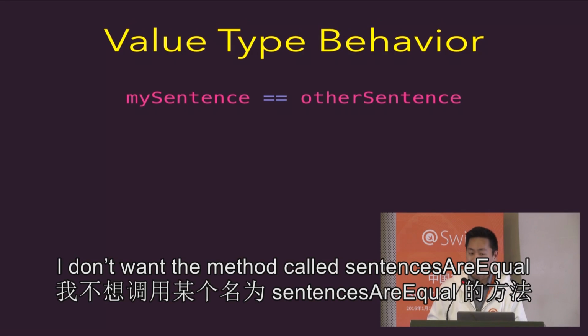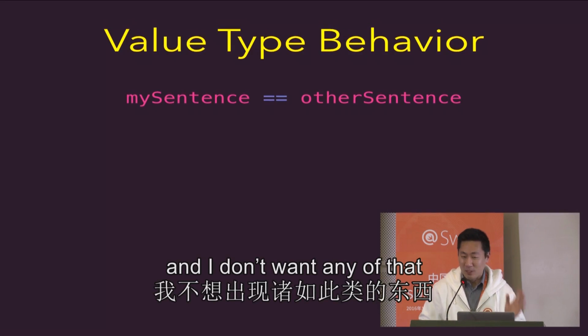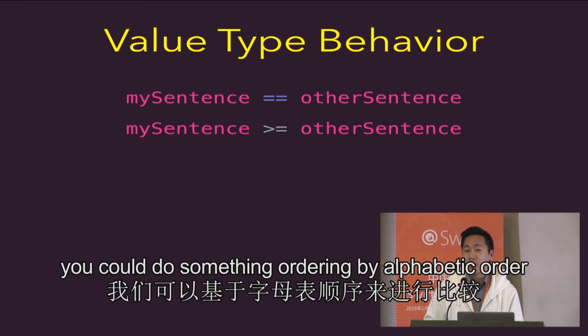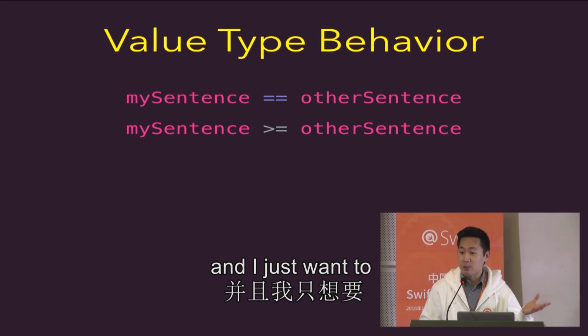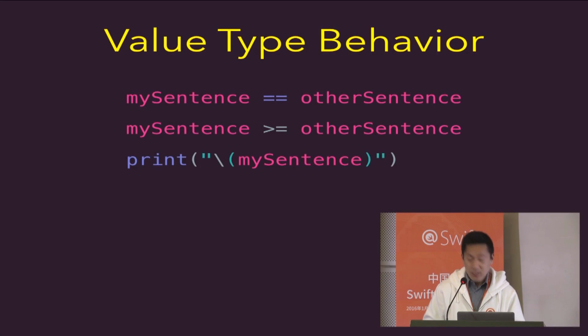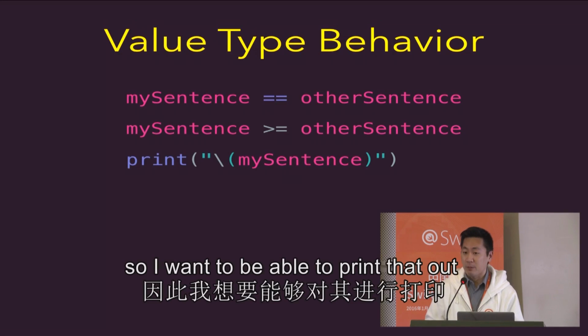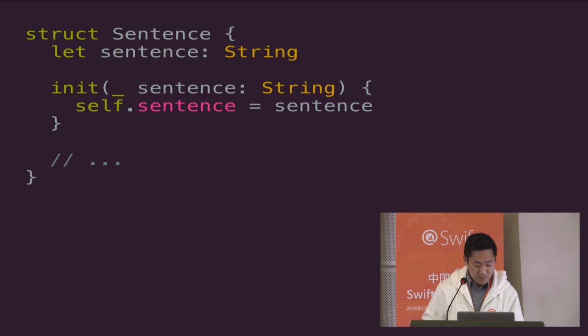I don't want a method called sentencesAreEqual where I pass it 2 things. I don't want any of that. I want to just use equals equals. There's also comparison. You could do something like ordering by alphabetic order. So one sentence could be greater than or less than another. And I just want to use the less than and greater than operators natively. And then, of course, I want to print it out, because a sentence is just a string behind the scenes. So I want to be able to print it out and show something that's reasonable. So how do we do that in Swift? Of course, it's using protocols.